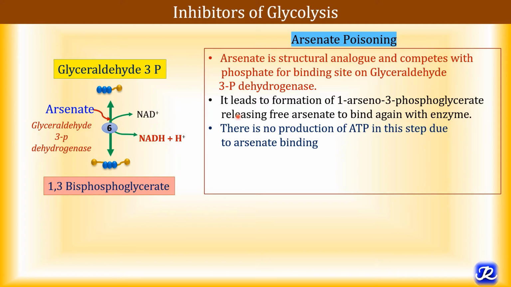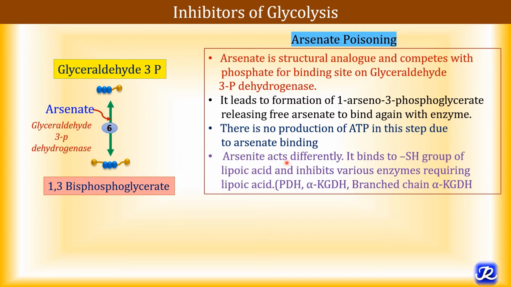Now how is this arsenate different from arsenite? Arsenite is different, arsenate is different. So this arsenite acts differently. It binds to the sulfhydryl group of lipoic acid and inhibits various enzymes requiring lipoic acid, for example, pyruvate dehydrogenase complex, alpha ketoglutarate dehydrogenase, and branched chain alpha ketoglutarate dehydrogenase. So these two are different, arsenate and arsenite. But this arsenate competes with the inorganic phosphate and binds to glyceraldehyde 3-phosphate dehydrogenase, and it results in no production of ATP. Thus, it interferes with the process of glycolysis.